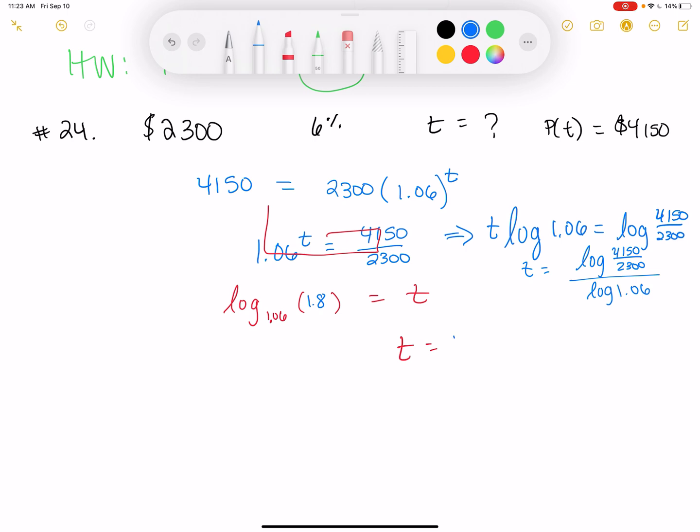Okay. So that's the number of years it would take. Since it didn't tell us a starting year or anything, we don't need to give what the final year would actually be. All you need to do is tell the number of years.